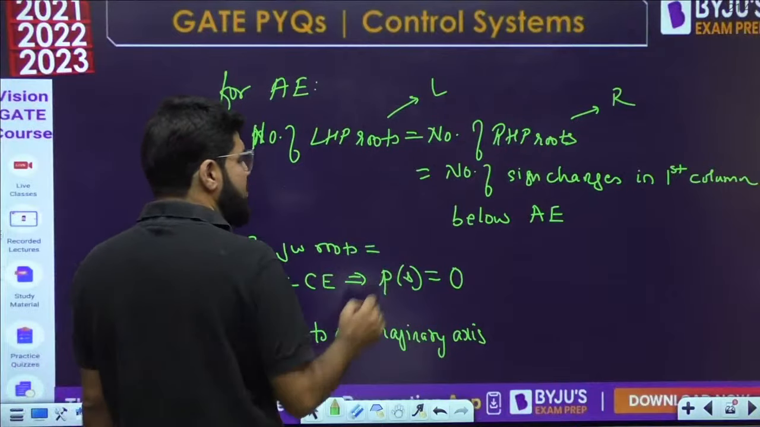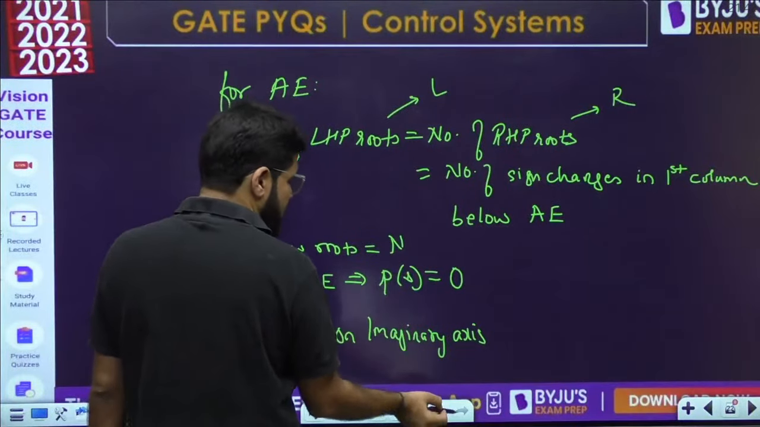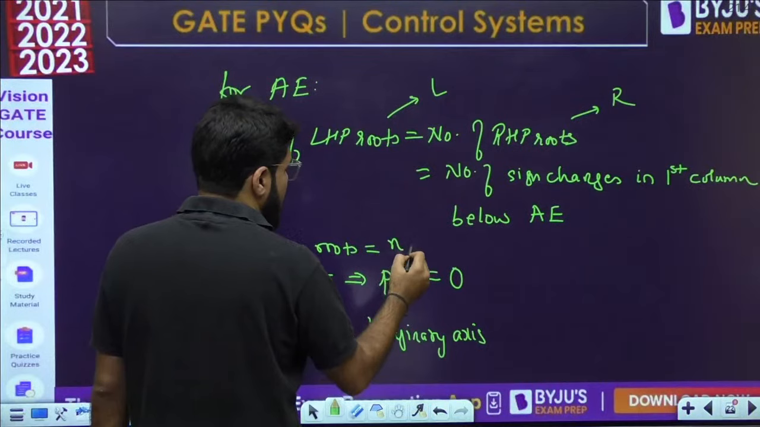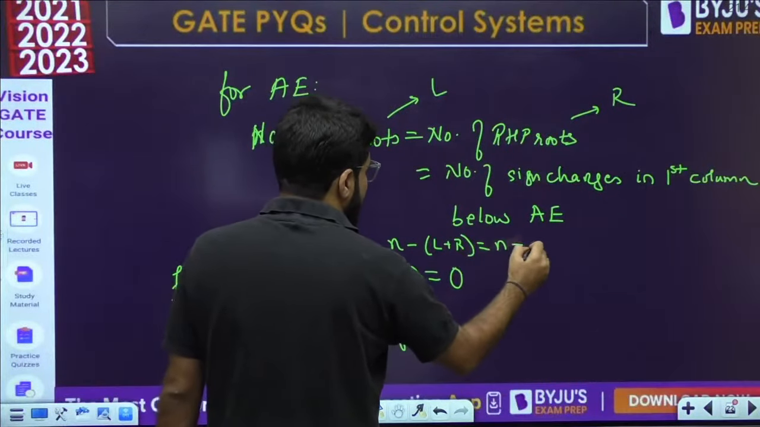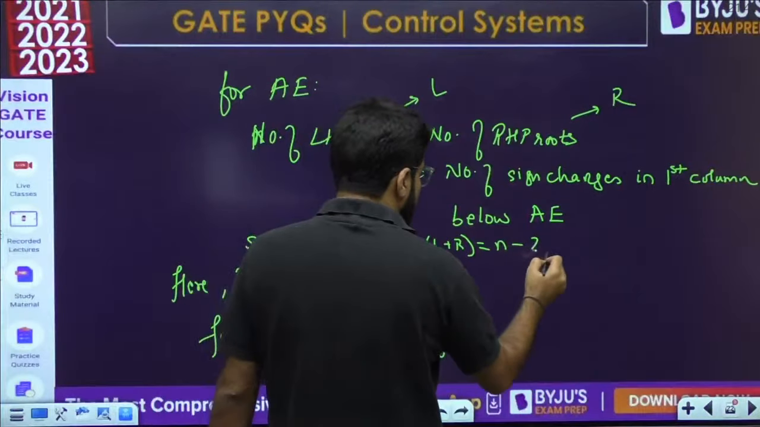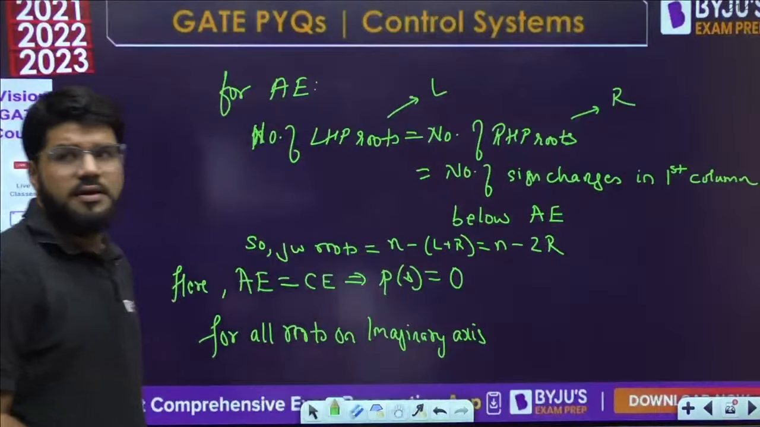That is given by how many jω roots? The order of the equation, suppose it is the nth order, minus the number of roots on the L and R. Or we can write it as L = N minus 2R, because L and R are equal.